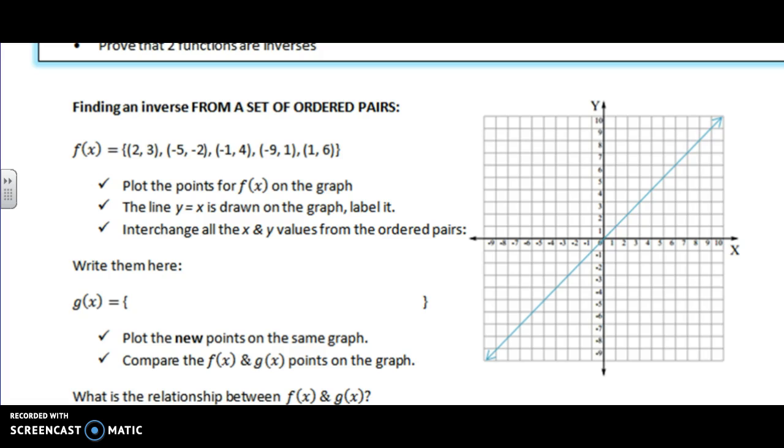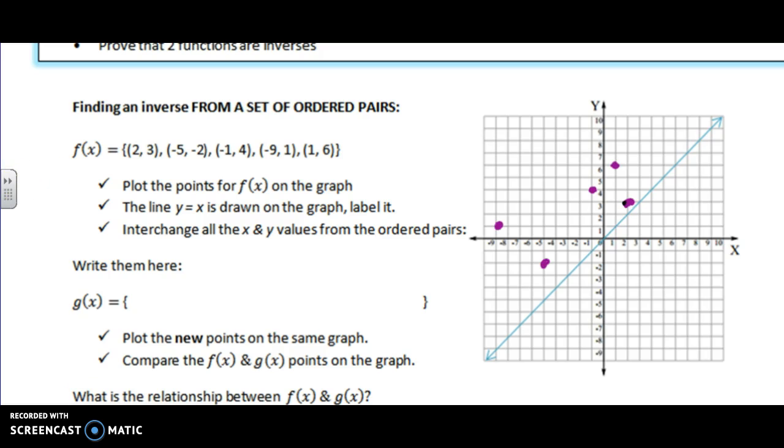For instance, the first one has 5 points right here, and we're going to plot those 5 points on our graph. That's the first check mark. So we're going to go to 2, 3, plot that, and so on. I'm just going to hit pause while I plot all those, and you guys can do the same, and then hit play again when you're ready.